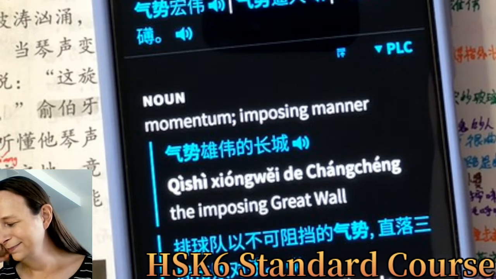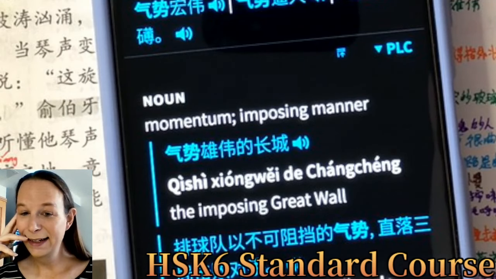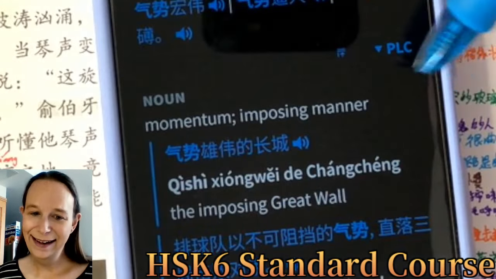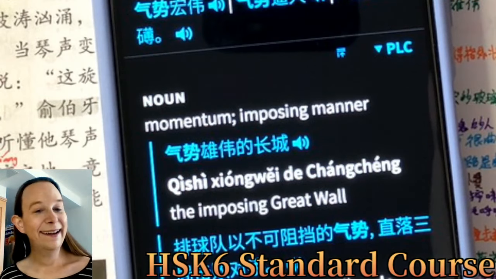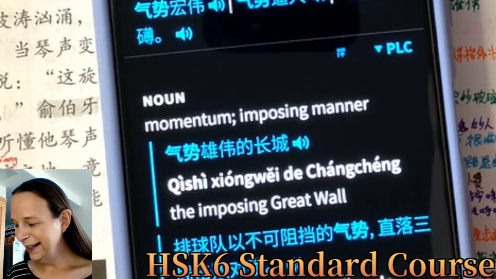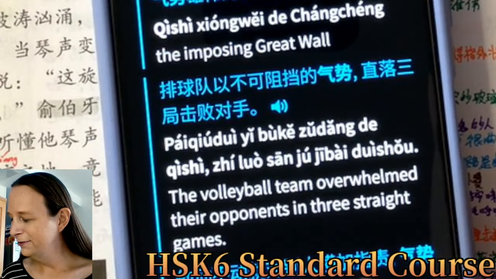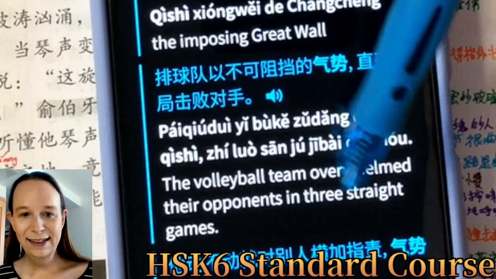气势. I don't know what a 气势 is, but it's like a property that causes awe. You go, oh wow. So I think that's what it is. It's an awe-causing property of the Great Wall, or of a volleyball team, it seems, in this example.